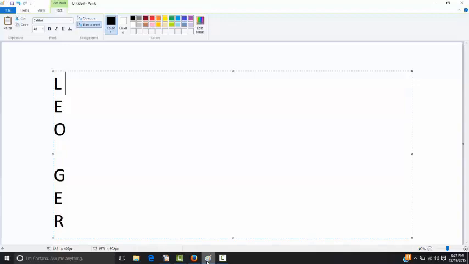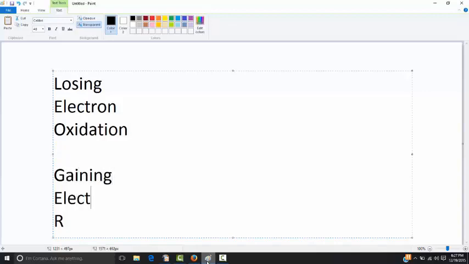Leo, the lion, when the lion roars, he goes grr. So the first one, Leo, losing an electron is oxidation. The opposite of that, grr, gaining an electron is reduction. Leo goes grr. So again, pretty silly, pretty simple, but also very effective.